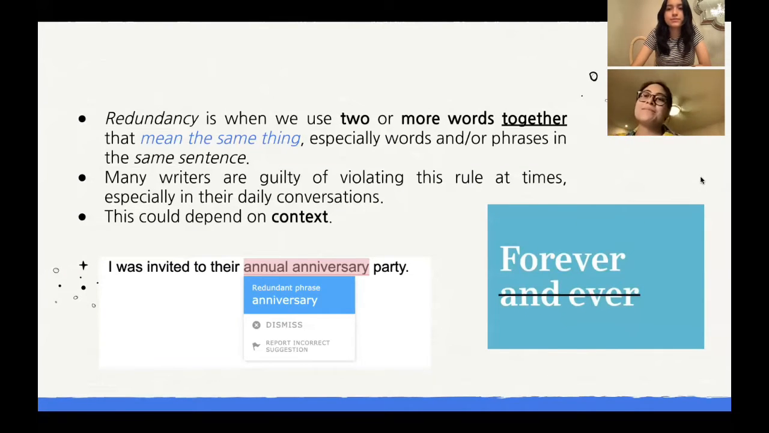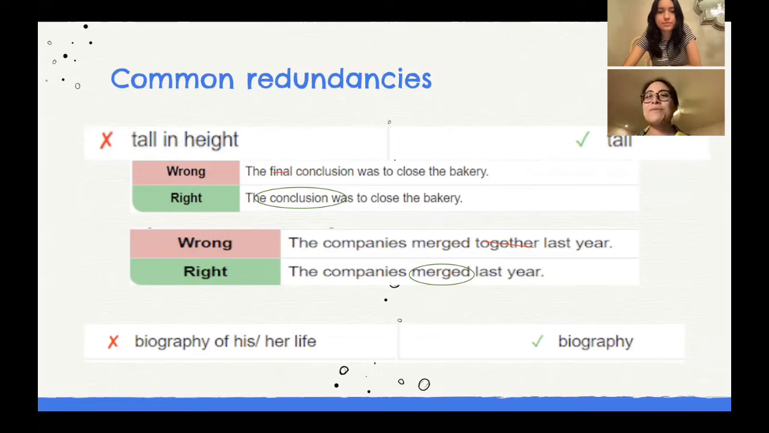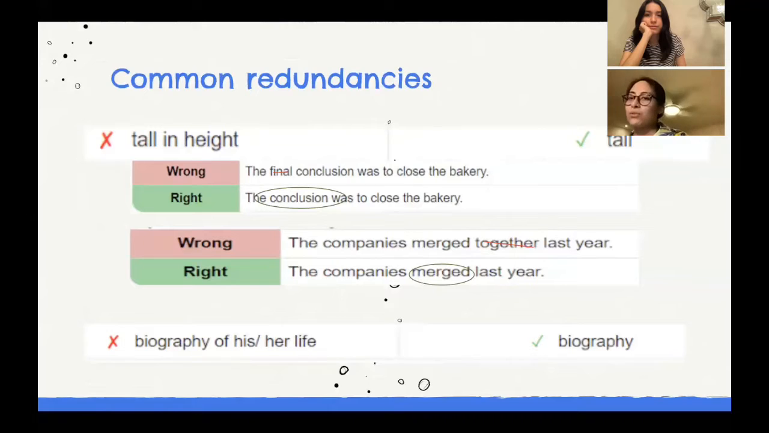So the next one, please. We have common redundancies. Here are some examples that we can find in books and in our everyday lives. For example, we have tall in height and tall. Tall in height is incorrect because tall and height are the same, and we can just put one of them, and that will show the clear meaning of the main idea. So we can just leave it as tall, just tall, and it will be correct.